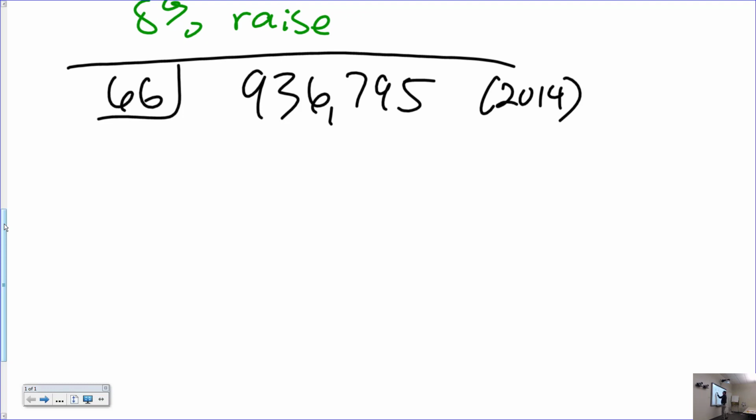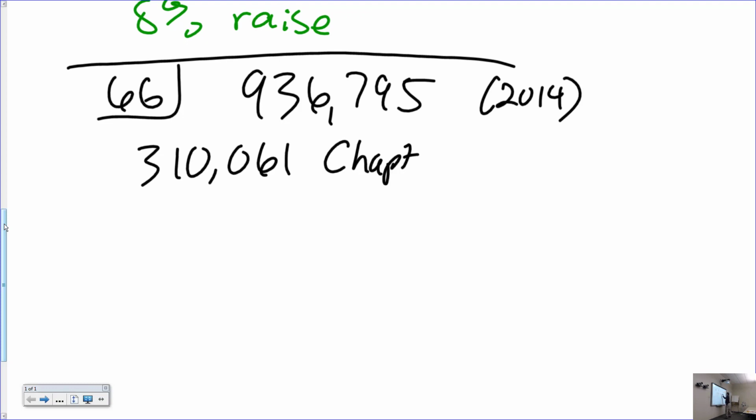Okay, so there were how many of them? 310,061 Chapter 13s. And so they wanted to say what percent are not Chapter 13? Yes. Okay. Couldn't you do the is over of with that?